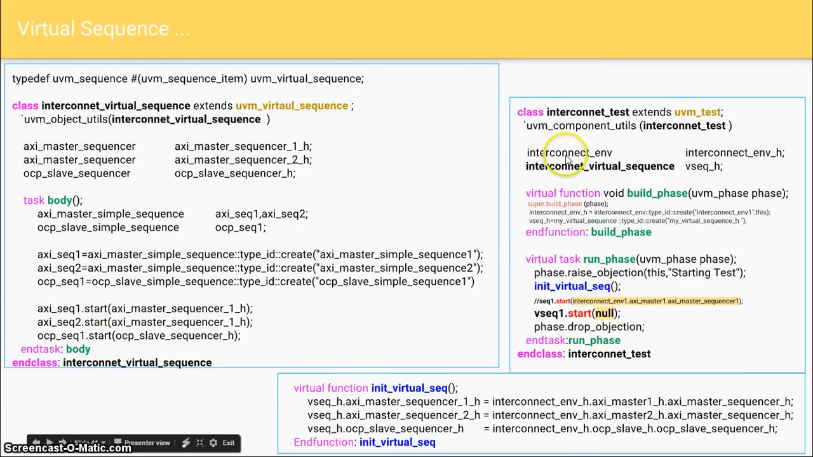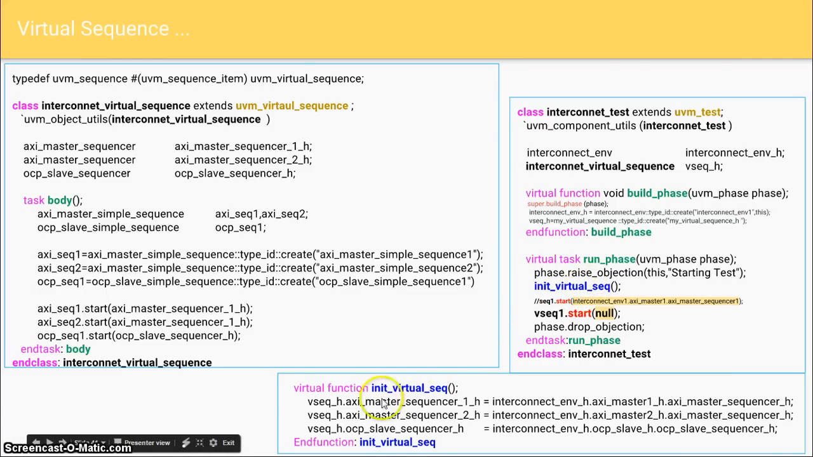Now see the test class. In the test class, you have the handle to the environment, or you will be instantiating the environment, and also you have to create the handle of the virtual sequence, which you had written right now. In the build phase function, you will create this environment and the virtual sequence object using the factory registration macros. And in the run phase task, after raising the objection, you need to call a function called init virtual sequence. This is a user defined name; you can give any name that you want. I have just given a meaningful name here.